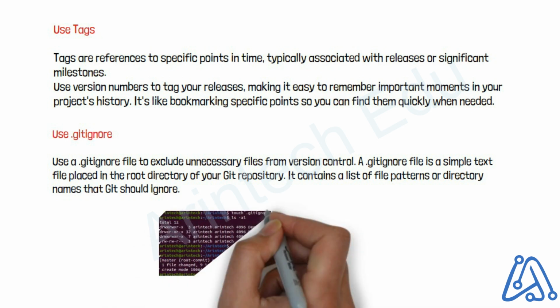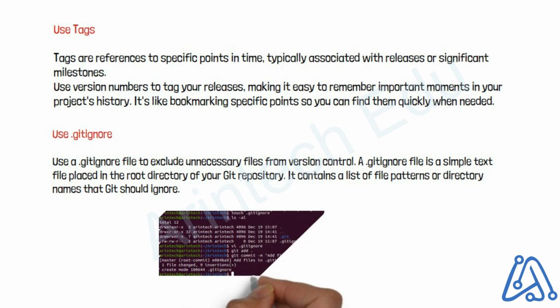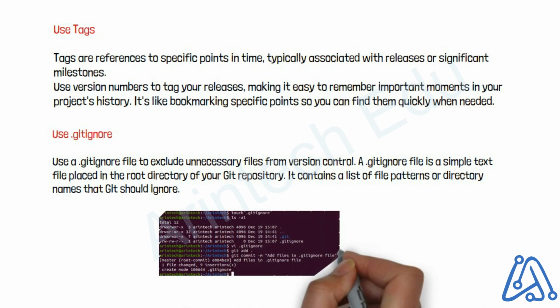In this picture, you will use the touch command to create a file named .gitignore. Open the .gitignore file in the Vi text editor, where you can specify patterns for files and directories to be ignored by Git.